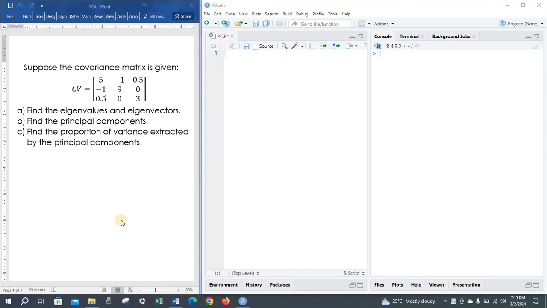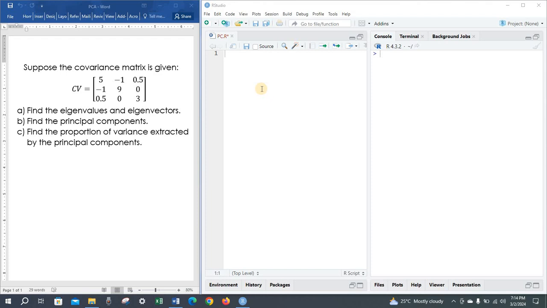Suppose the covariance matrix is given. We are asked to find the eigenvalues and eigenvectors, to find the principal components, and to find the proportion of variance extracted by the principal components. Open RStudio. Let's start by entering the covariance matrix.